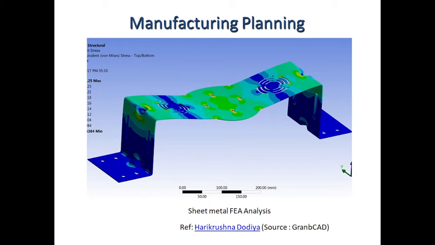This is another example application of manufacturing planning. You can see this is a structure analysis, where you can see what is the effect of various kinds of loading on this kind of part. This is a part which is used as a sheet metal component in a computer system. This is again sourced from GrabCAD.